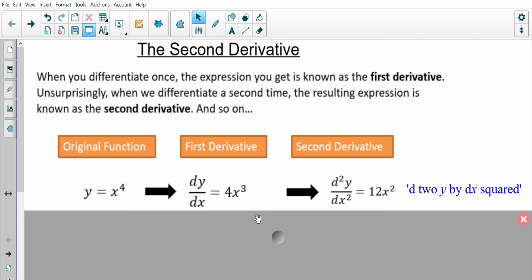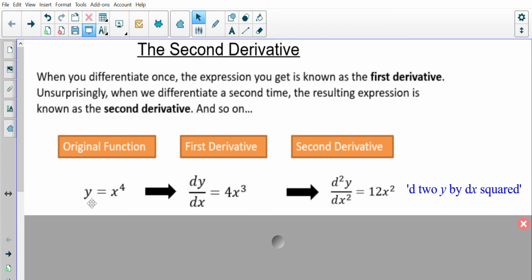So, if we have an original function y equals x to the 4, if we differentiate once and find dy by dx, we get 4x cubed. That's called the first derivative. If we differentiate again, we get 12x squared. This is called the second derivative, and we write it using d2y by dx squared.